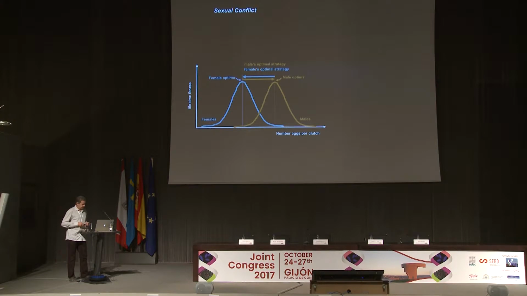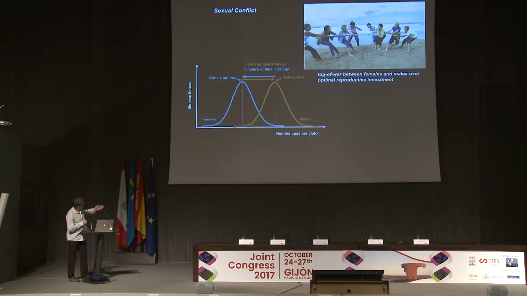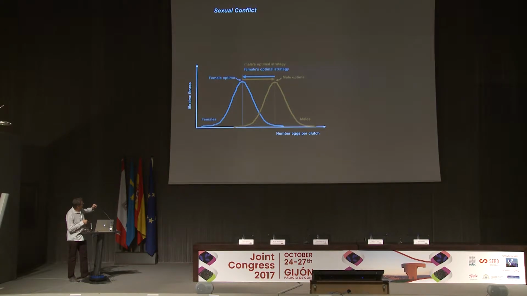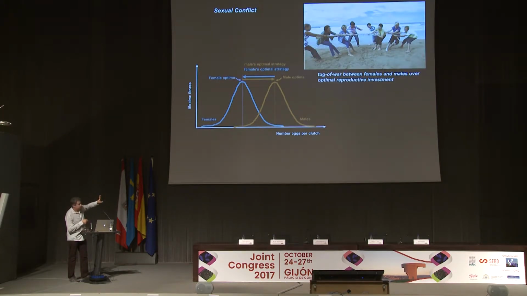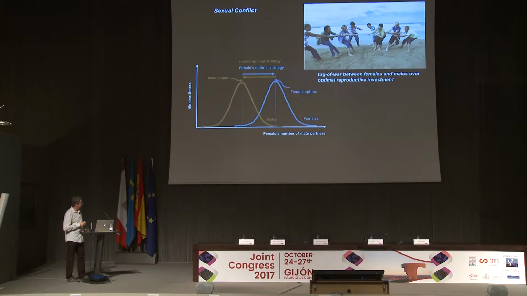Besides this general conflict, there's as well another important conflict, sexual conflict over the number of mate partners. And there you see the pattern is different. So if we have these different optima, where both sexes steer in the wrong direction or the other direction, then we talk about the tug of war between females and males over optimal reproductive investment.